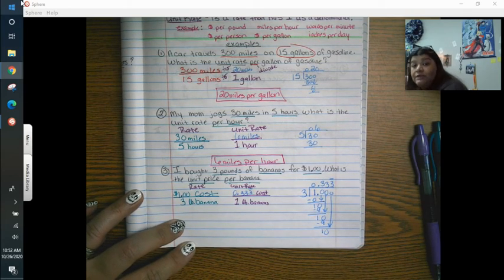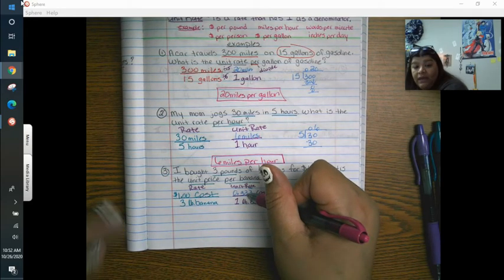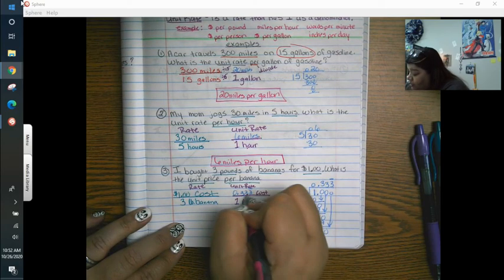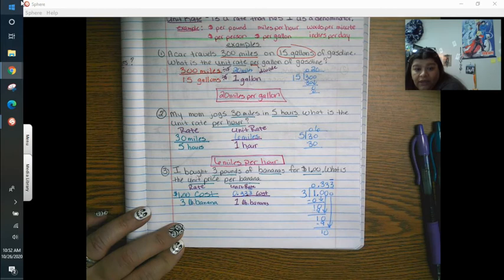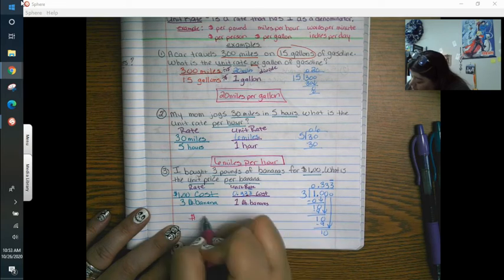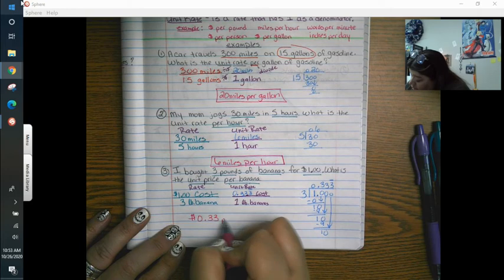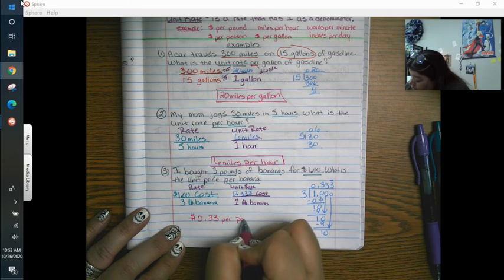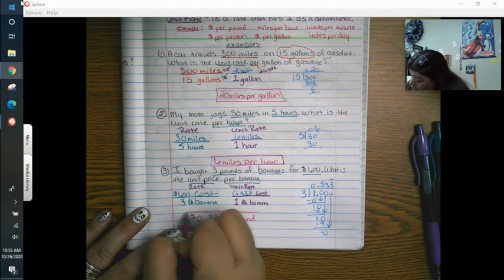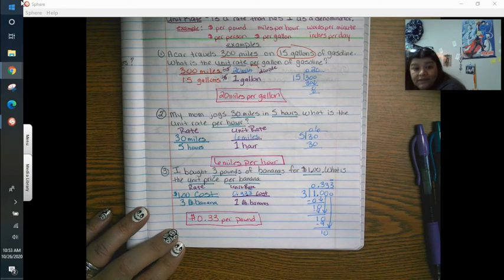Money has 2 decimal points, the tenths and the hundredths. So whenever they talk about money, you do have to round to the hundredths spot, okay? So I'm going to round the 3. And since they're all 3s, I'm not going to round up. It's pretty much going to stay 33, okay? So how much does 1 pound of bananas cost? It costs 33 cents per pound. That is the unit rate, unit price.